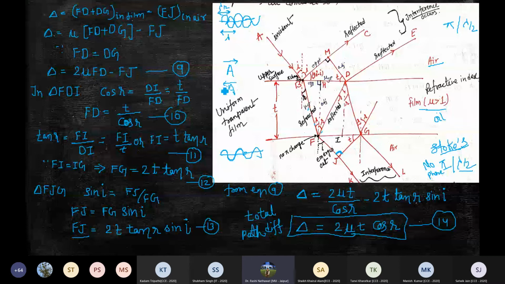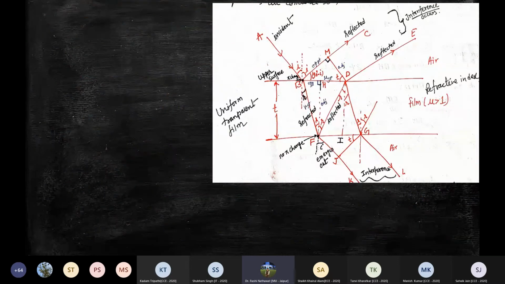Similarly, we are saying here that if both the rays are coming from the same media, there will not be any phase difference or path difference. If the media are different, then we'll have some phase difference. I think it's clear now, and we should calculate the condition for maxima and minima. Next slide.